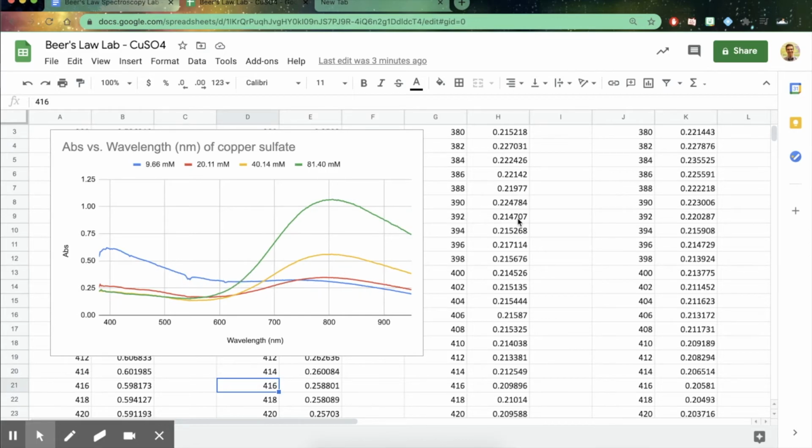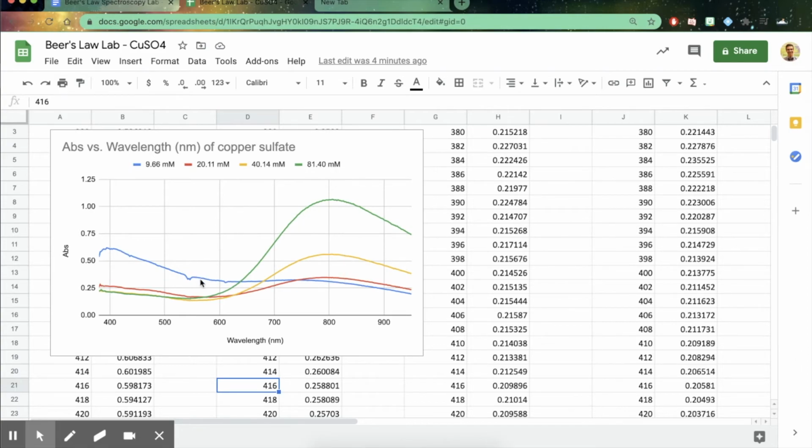Now, when we're doing Beer's law, it's really important to make sure that when we create our best fit line, we're using the absorbance values at one specific wavelength. So based on how these graphs are overlaid on each other right now, because the blue graph is my lowest concentration, I tried to pick a wavelength that showed that the absorbance increased as my concentration increased.